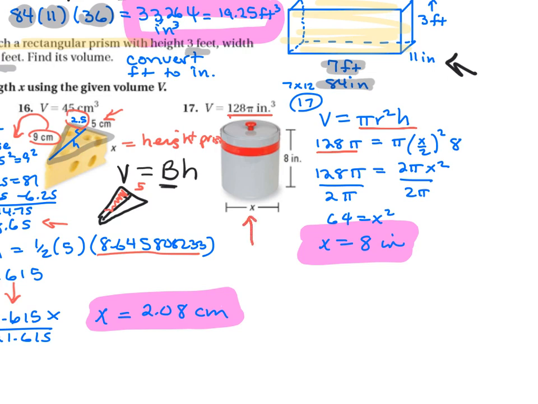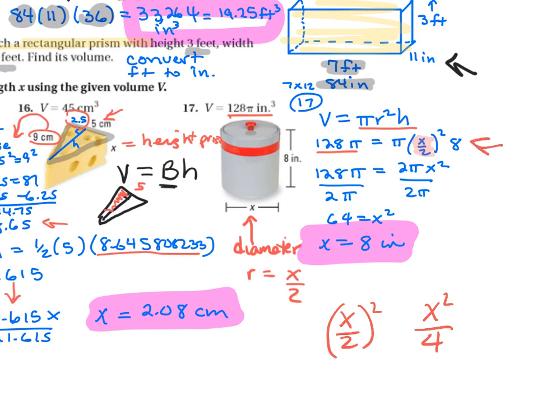Notice this x, this is a diameter. I need to turn it into a radius by dividing it by 2. So that's why I used x over 2 in my formula. And then when I square x over 2, the square goes on the x, the square goes on the 2. So this actually becomes, this part right here, x squared over 4 times 8 times pi. And then I simplified the 4 and the 8, and that's how I got it to 2 pi x squared.